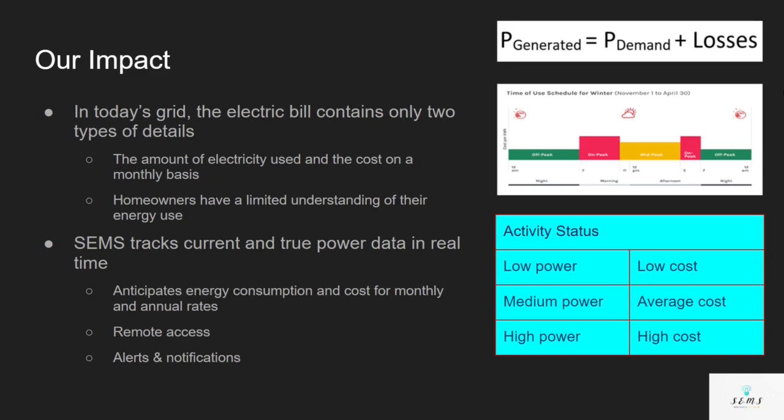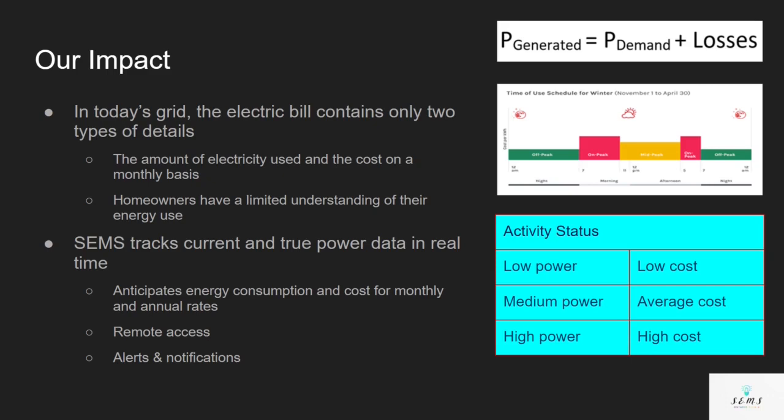Our product suggests the user to run the majority of their appliances during off-peak hours. By doing this, the power that is generated would be balanced with the energy that is being consumed, with some losses. From the utility point of view, if the homeowners consume less energy during times where other consumers are using it the most, then the demand would decline.